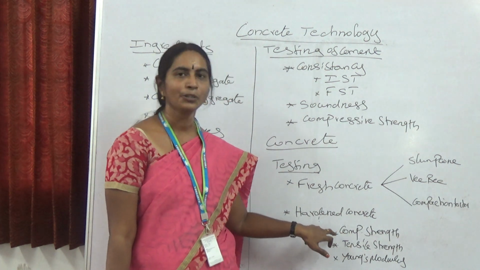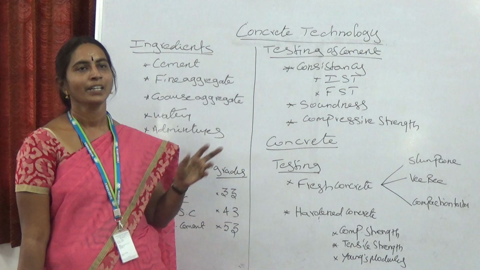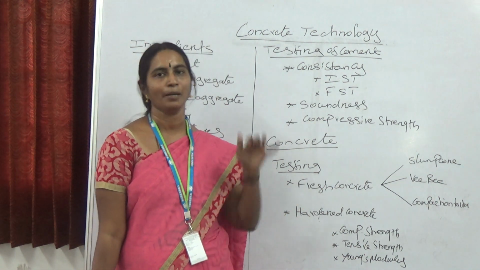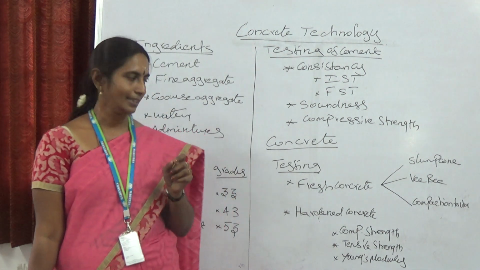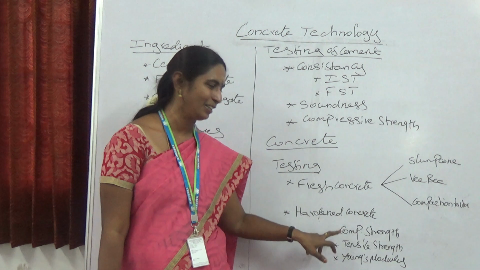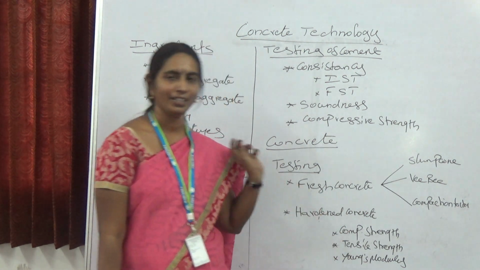So we prepare cube mold specimens of size 150 mm by 150 mm by 150 mm. Then after 28 days we test them using the universal testing machine. We apply the vertical or axial load. Then we note down the failure load, which gives the compressive strength of the concrete. So the compressive strength is the important property of hardened concrete.